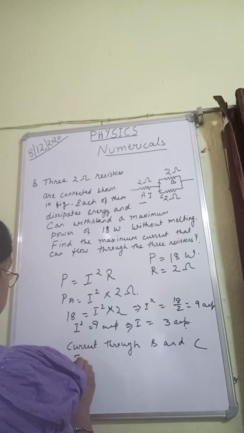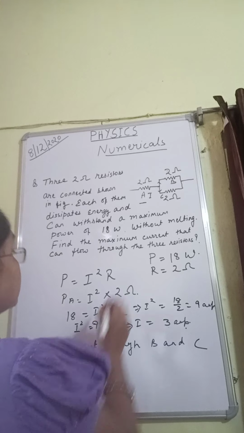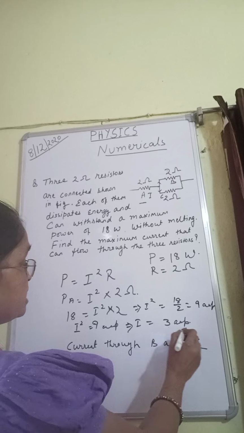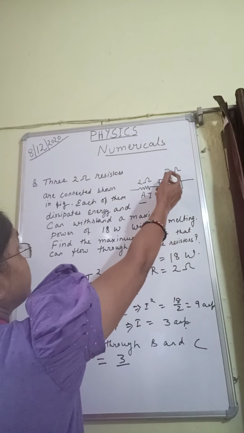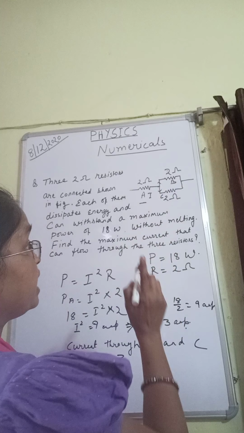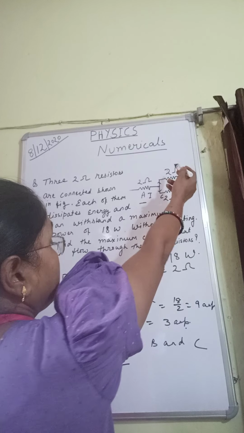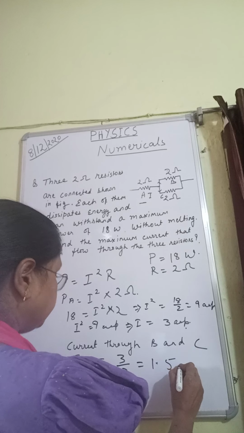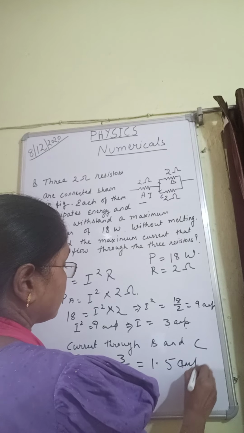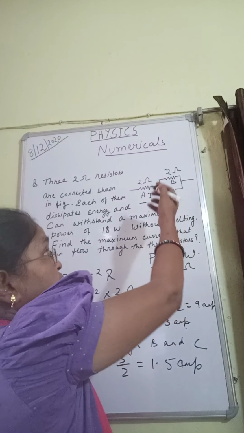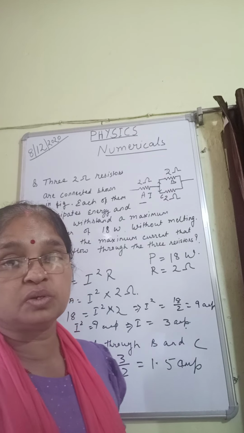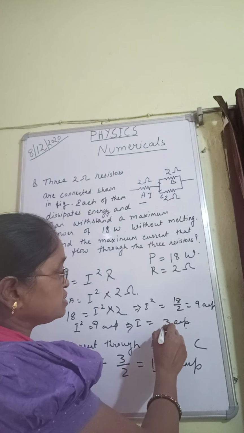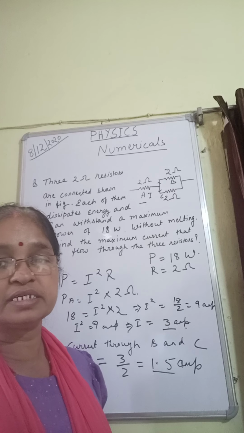I am writing IA. The current through A is divided into two parts. The current through A is 3 ampere and it is divided into two parts equally. Why? Because the resistances are the same in both cases. So 3 by 2 you will get 1.5 ampere. So through both resistors the current passes as 1.5 ampere, and from A it passes as 3 ampere. So let's see the next question.